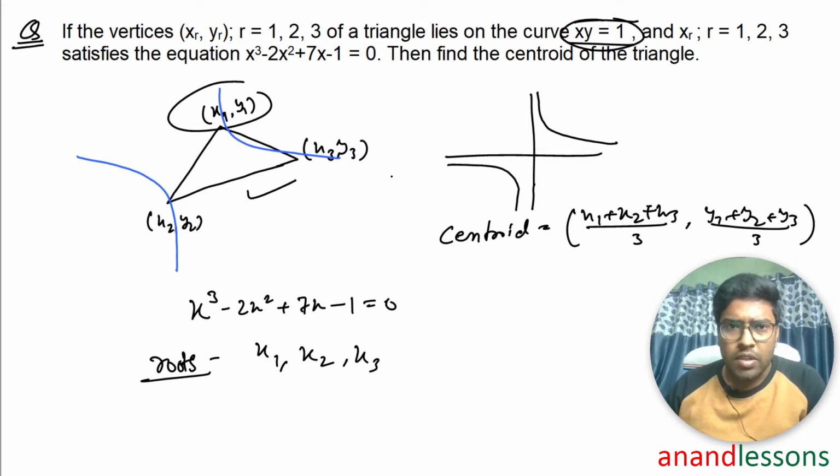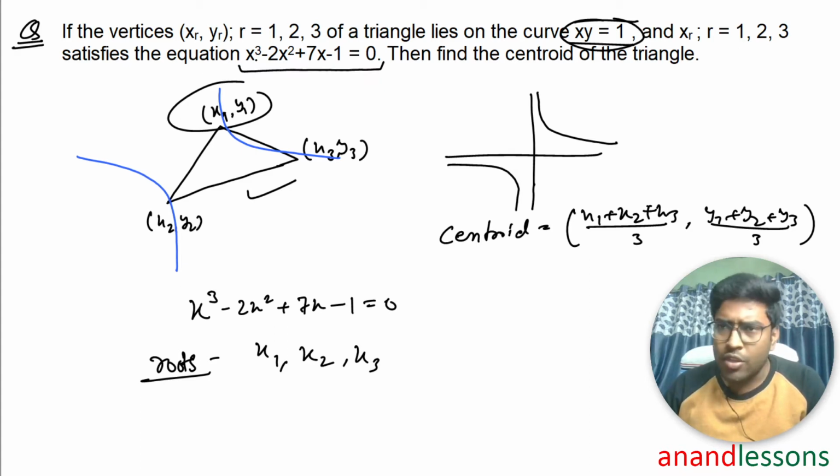So the only thing we have to do is find what x1 plus x2 plus x3 is, then divide it by 3, and then we will get the x coordinate of that centroid. Similarly for the y coordinate we'll do the same. So how are we going to find the answer? All the concept is lying behind this equation.